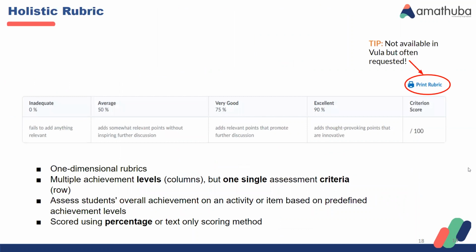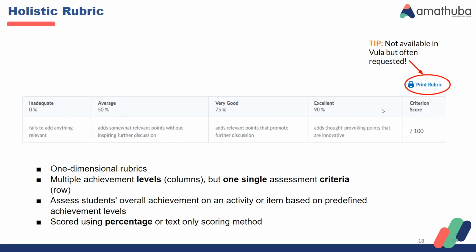So there are two types of rubric available. The first one is called the holistic rubric. This is really a one-dimensional rubric. It does have multiple achievement levels, those are the columns going across, but it only has one single assessment criteria.